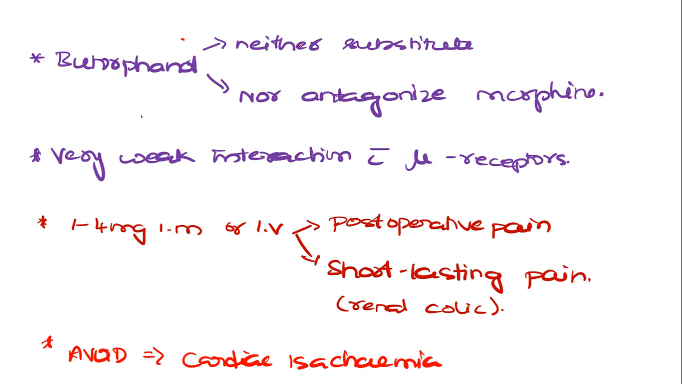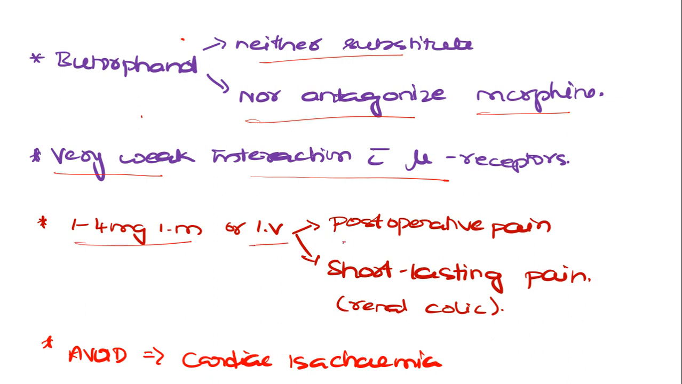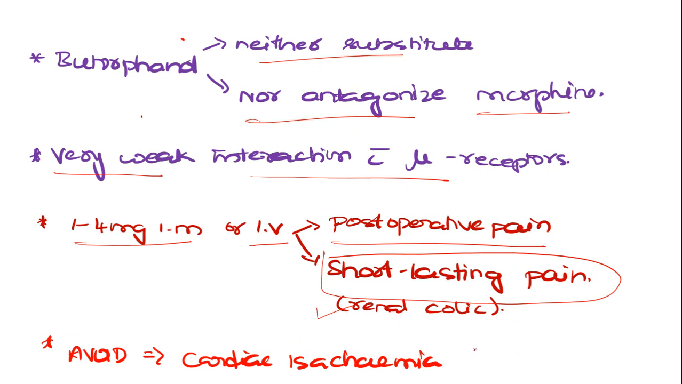So, you should remember this point: butorphanol is neither a substitute for nor an antagonist of morphine action. It has very weak interaction with the mu receptor. As I told, it has predominant kappa analgesic action. The dose is 1 to 4 milligrams intramuscular or intravenous. It is mainly used in post-operative pains and short-lasting pains, for example the pain arising from renal colic. It should be avoided in cardiac ischemia because it increases cardiac activity.